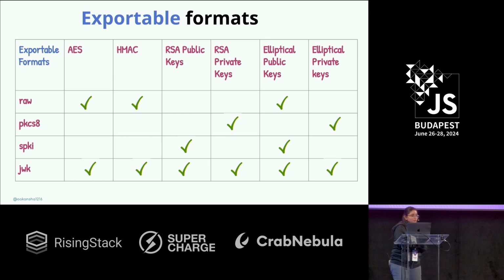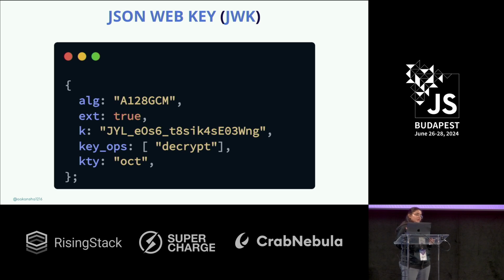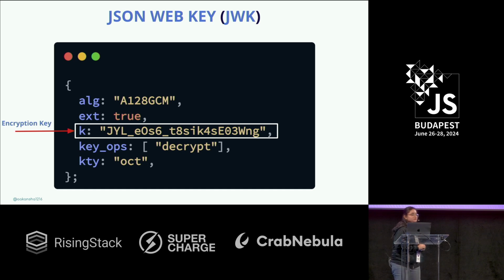So I'll go ahead with JWK, because tomorrow, if I change the algorithm, I can still keep the same exported format. This is how the JWK looks. It has all these parameters: the algorithm, the extractable parameter. What I'm interested in is the K parameter. This is basically the encryption key.